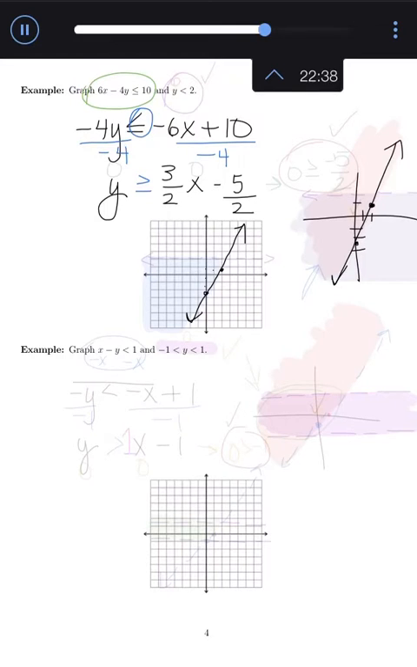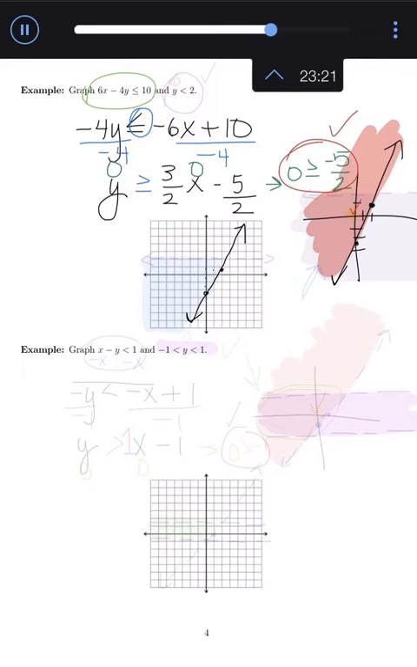So how do we shade this graph? Well, we need to, again, test a point. Let's test 0, 0. So plug in 0 for x and 0 for y. Again, we're testing 0, 0 to see if it works, to figure out which side to shade. Notice that this will give us that 0 is greater than or equal to negative 5/2. And that is a true statement. 0 is always bigger than a negative number. So that means we will shade the side that 0, 0 is on, which means we'll shade above the line.